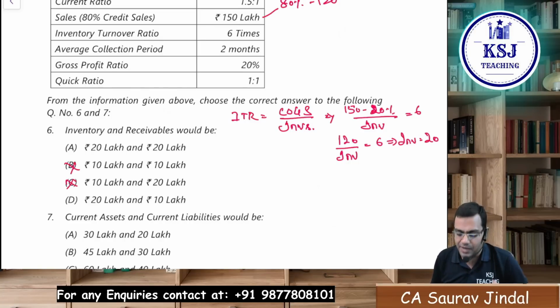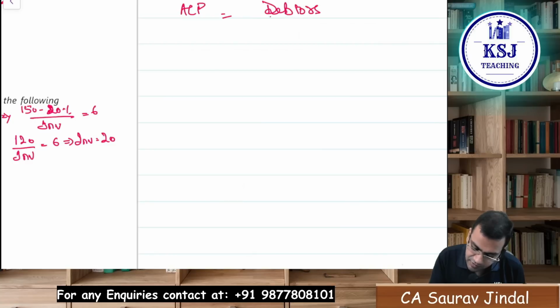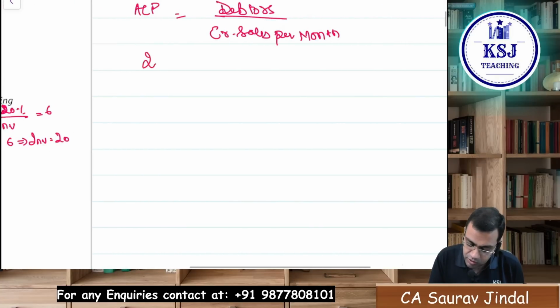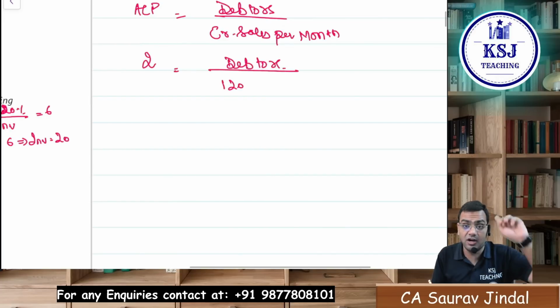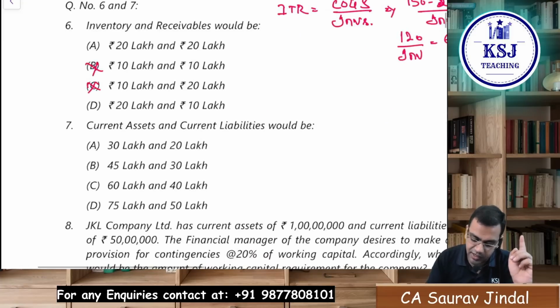Now comes the second part, that is receivables. Average collection period is given to you. Average collection period is debtors divided by credit sales per month. Here it is given in months, so we will take it in months. Average collection period is given as 2. 2 is equal to debtors divided by credit sales, which is 120 and not 150. Please be very careful. Divided by 12 months, so it will be 10. 2 multiplied by 10 is equal to debtors. So debtors will be 20 lakhs. So the option will be option number A.